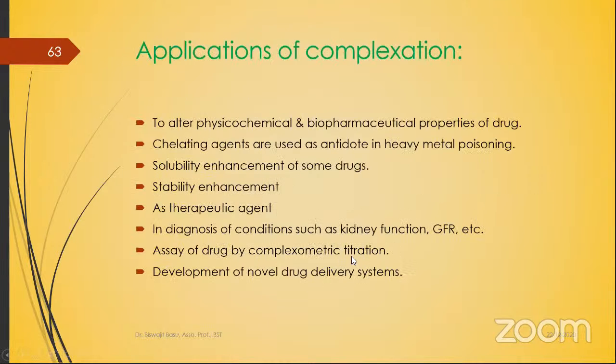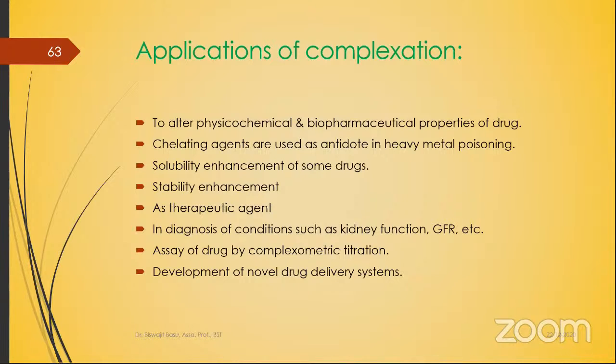Many other applications are also there, to alter physicochemical and biopharmaceutical properties of the drug. So by the formation of complexes with cyclodextrins, we can change the physicochemical properties as well as biopharmaceutical properties of a drug. Also, we can use it as a chelating agent. Chelating agents are used as an antidote in heavy metal poisoning. We studied this application. In heavy metal poisoning, we can use this beta CD as a chelating agent.